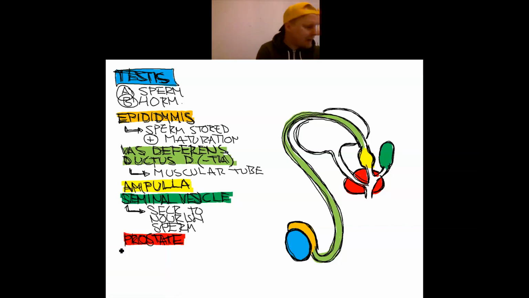Okay, what we see then is that this duct that we discussed earlier continues, but there is one more gland that we need to know, adding its secretions to it. And that gland that we're going to look at is this one here. And that's going to be our bulbourethral gland.